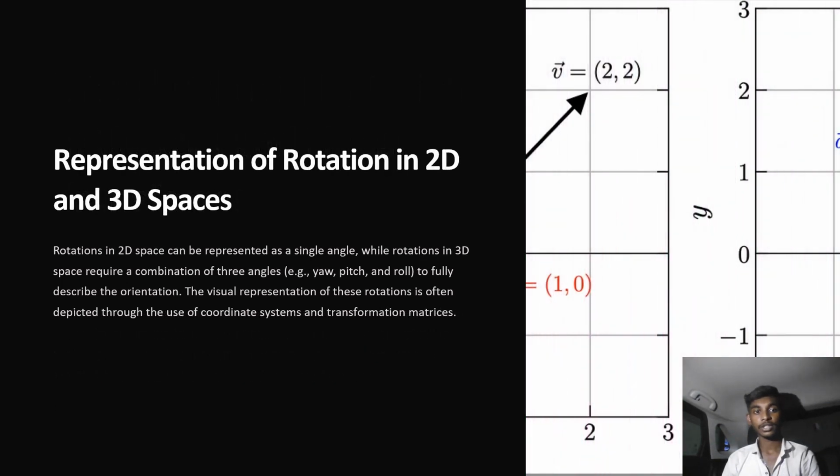Representation of rotation in 2D and 3D spaces. Rotation in 2D space can be represented by a single angle, while rotation in 3D space requires a combination of three angles to fully describe the orientation. The visual representation of this rotation often depends on the use of coordinate systems and transformation matrices.